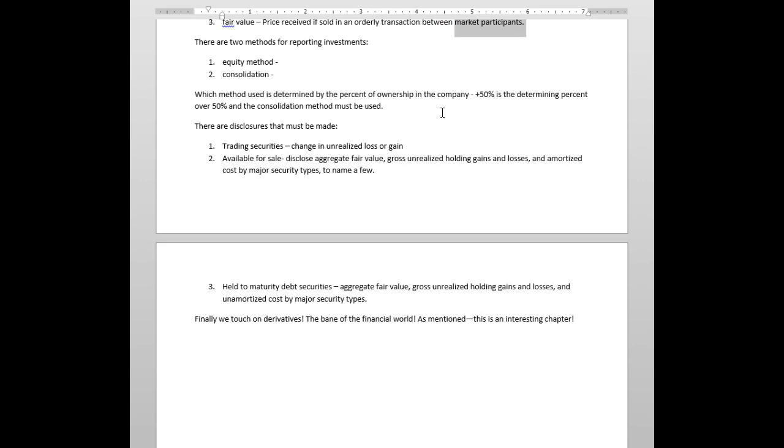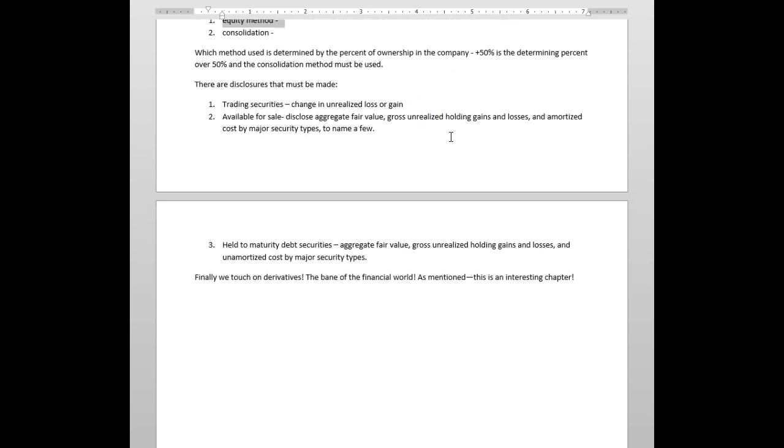There are two methods for reporting long-term investments. You have the equity method. If you purchase enough securities or enough stock to own more than 50% of that company, you're going to have to report it as a consolidation. Otherwise, you're going to report it using the equity method, and that's the method we're going to be looking at. Consolidations are going to show up in advanced accounting. I'm not sure we'll even cover them in intermediate accounting. So just concentrate on this equity method right now.